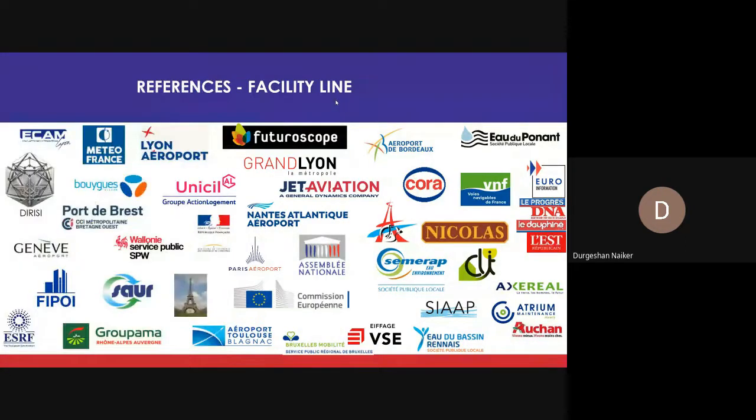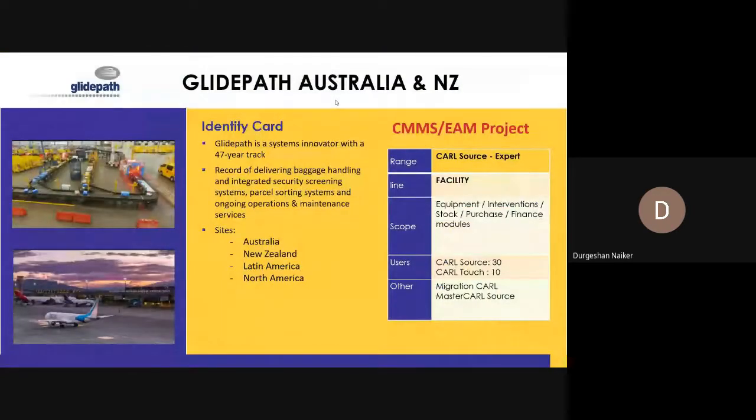Looking at some facility lines, there are many facility line companies using it, and some examples are here. Glide Path is one. It's in Australia, based in New Zealand, and in Latin America also. They're also using Carl for their day-to-day maintenance work, asset maintenance.